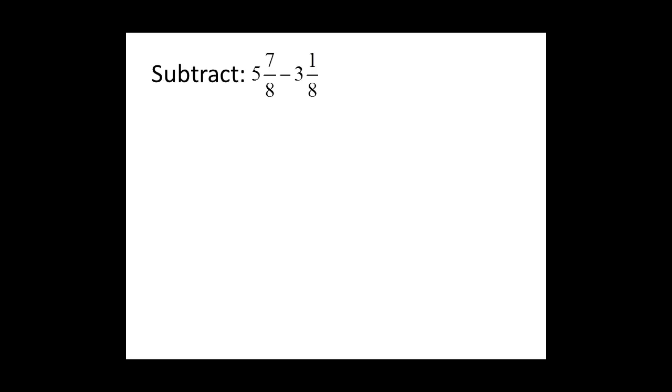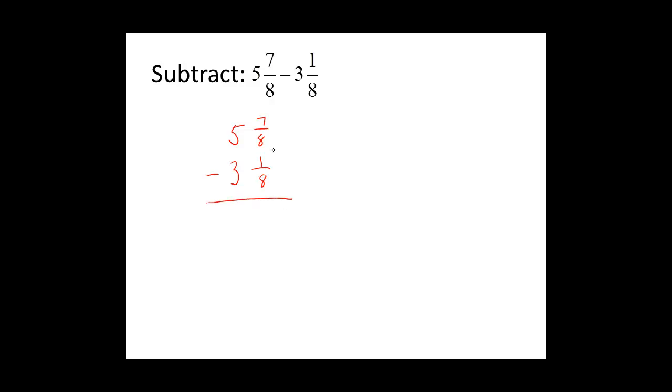We are now going to subtract mixed numbers. The first method that I show you, we will line up the whole part and the fraction part vertically. We will call this method 1. We will write our whole number and our fractions lined up vertically.